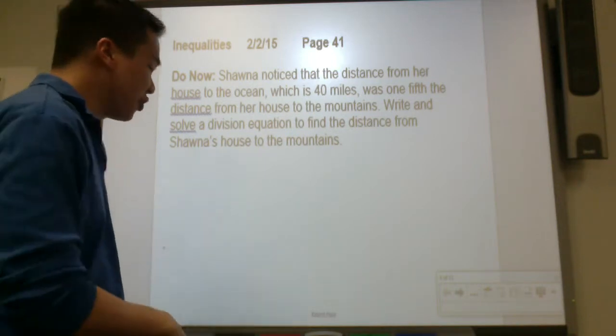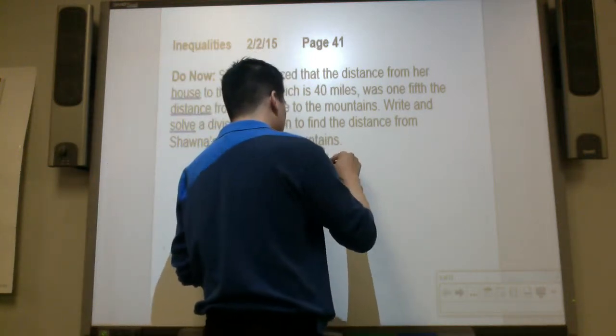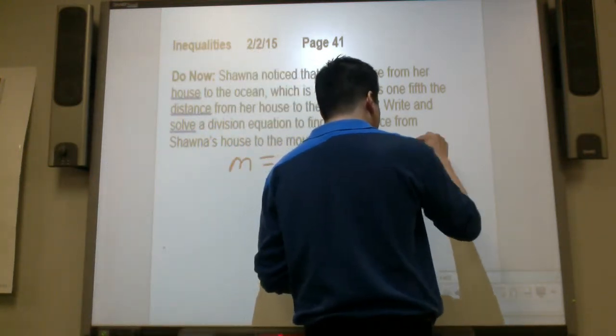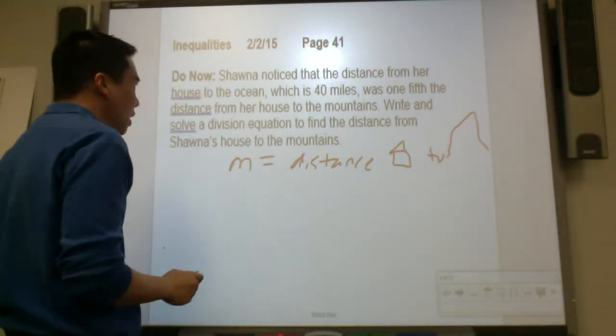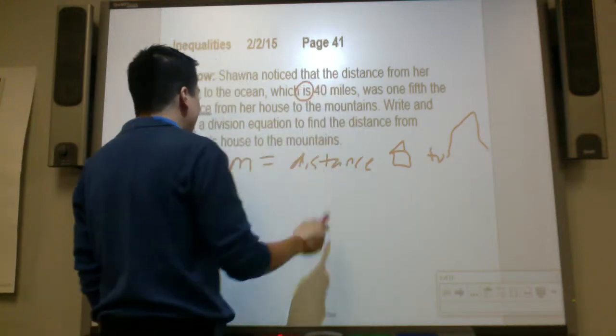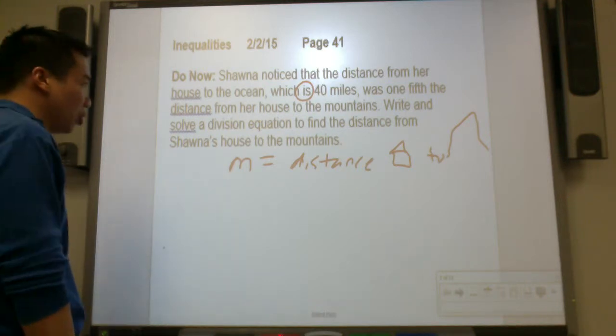You know, they didn't give us enough information. They didn't tell us the distance from the house to the mountain. So I'm going to use the letter M. Ooh, I see the word is. So the distance from her house to the ocean is 40 miles.